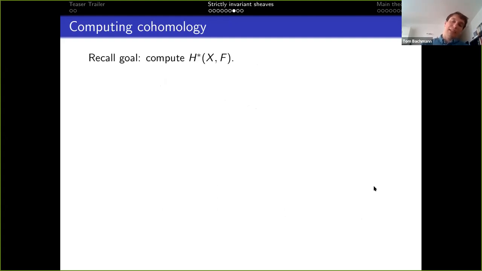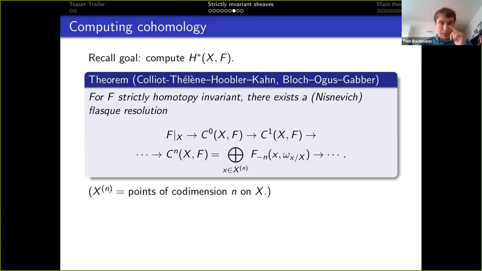Okay, finally we have all the operations. So I will try to tell you how to compute the cohomology of a strictly homotopy invariant sheaf. And there's a theorem with many names attached to it, which tells you that you can do this. There's a paper written by the first three authors, on the Bloch-Ogus-Gabber theorem. I don't know who did what, but for us, the result is the following. If you take your strictly homotopy invariant sheaf, then there exists a special complex, which is in fact a flasque resolution, which looks as follows.